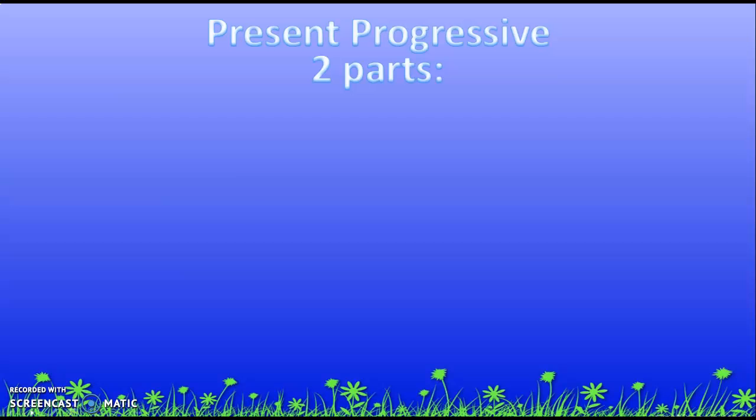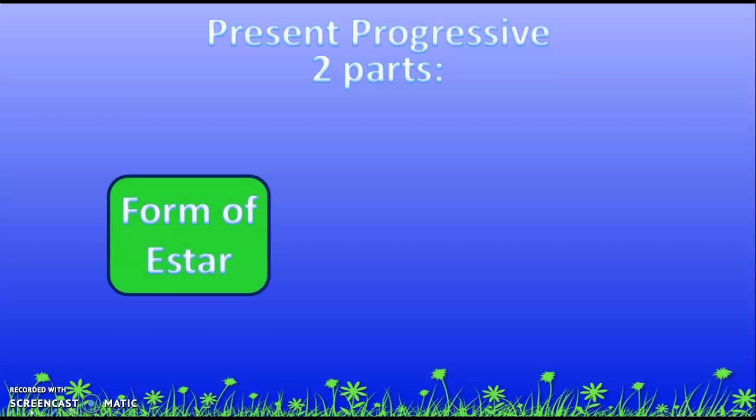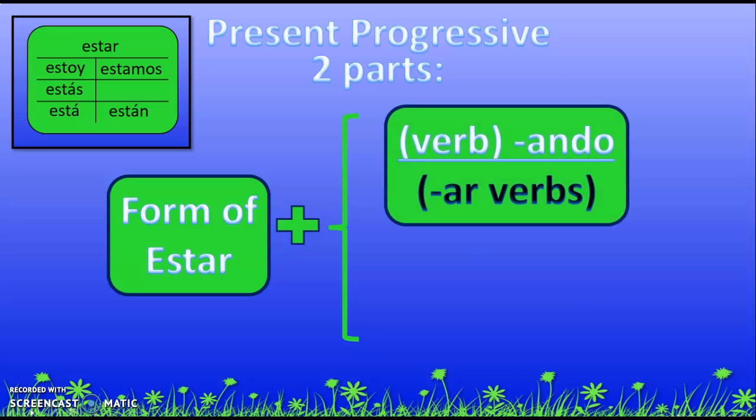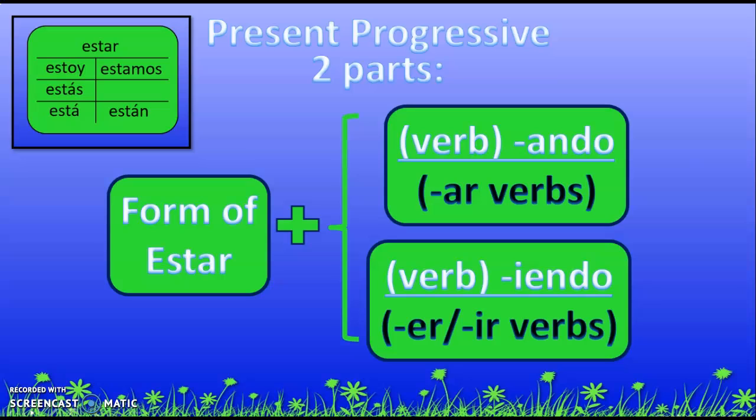The present progressive has two parts in Spanish. It has a form of the verb estar, and if you remember, the forms of the verb estar are estoy, estás, está, estamos, están. And then you also need a second verb. The second verb, if it's an AR verb, is going to drop the AR and add an ending of ando. And if it's an ER or an IR verb, it's going to drop the ER or IR ending and replace it with yendo, yendo.